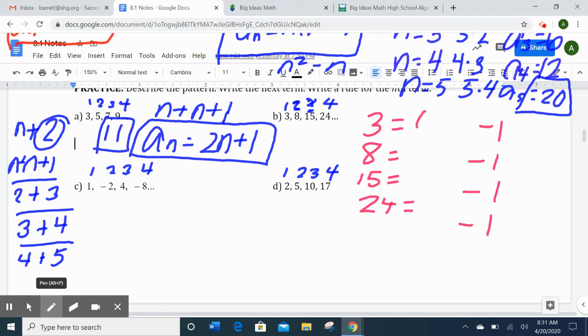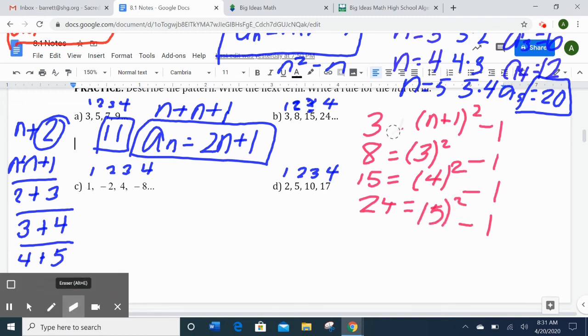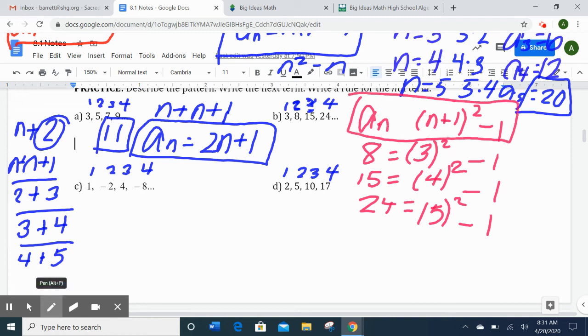And how that happens is that I take n plus 1 squared. So the first term is 2 squared minus 1. The second term is 3 squared minus 1. The third term is 4 squared minus 1. So it's n plus 1 squared minus 1. And so et cetera, et cetera. So the rule is that a sub n equals n plus 1 squared minus 1.